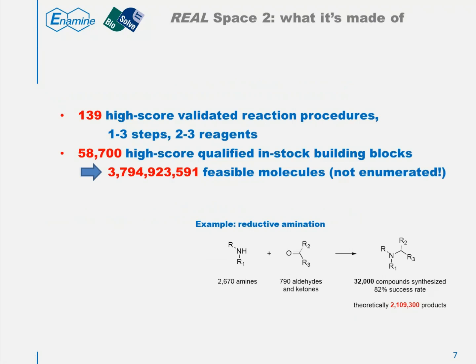Okay, so Real Space version number 2, or Real Space Navigator version number 2, has many more reactions included. Now we have 139 high-score validated reaction procedures, with 1 to 3 steps and 2 to 3 reagents. We also included more building blocks. Now we have 58.7 thousand high-score building blocks. And the number of procedures and building blocks allowed us to increase the space, as I mentioned before, about 6 times. Now it's almost 3.8 billion feasible molecules.